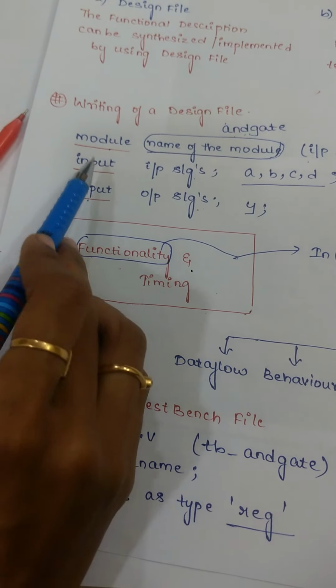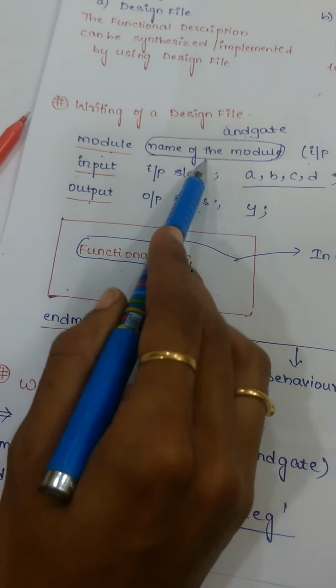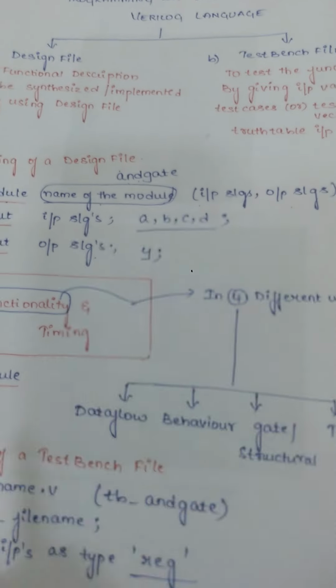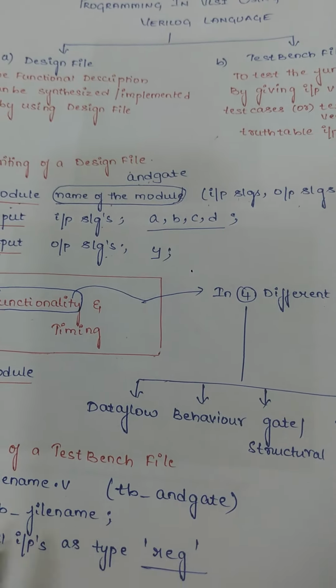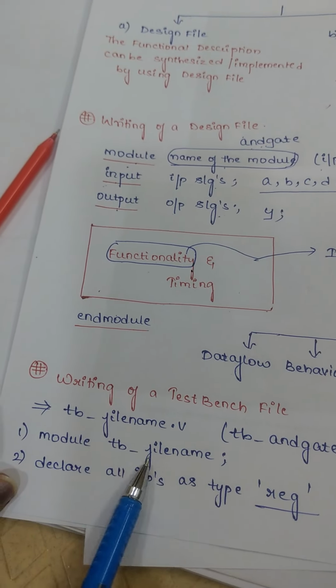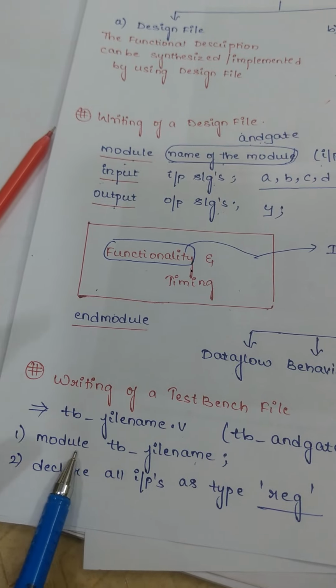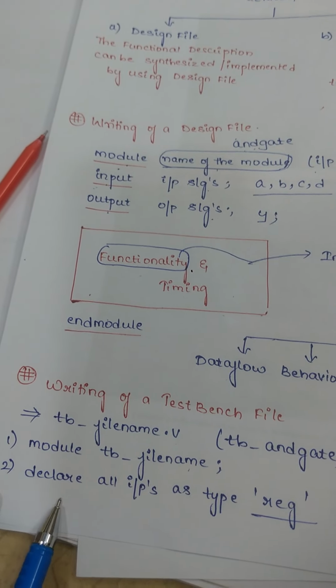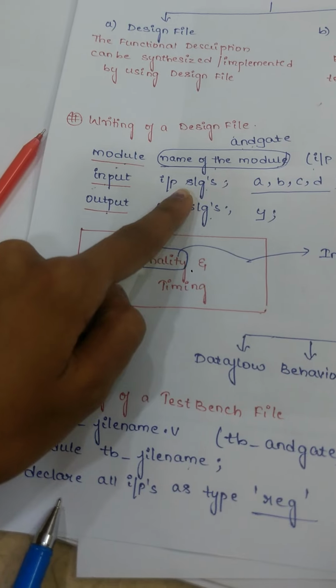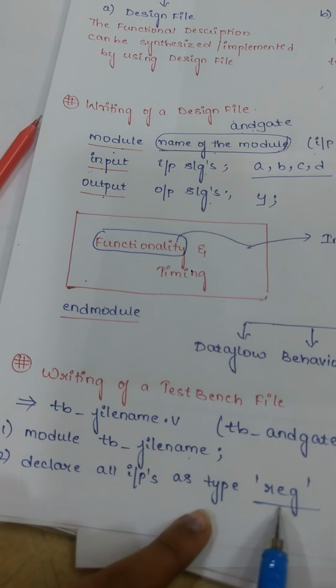So how is it started? Module, name of the module, input signals, output signals, right? In the test bench file you have to start with module tb underscore AND gate. So that is the first rule. The next rule is that all the inputs you mention in the design file should be represented as type reg.